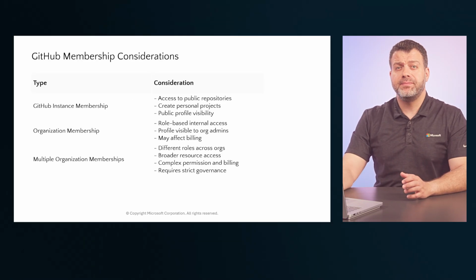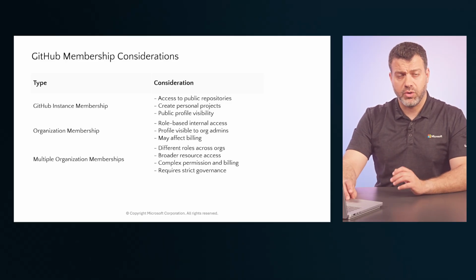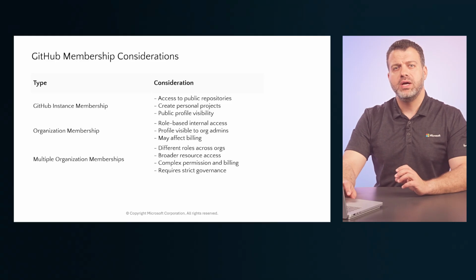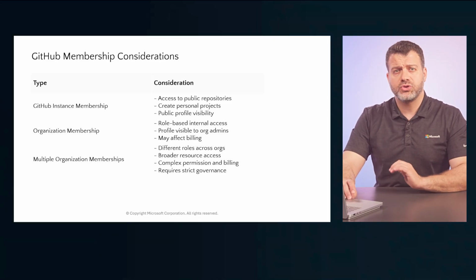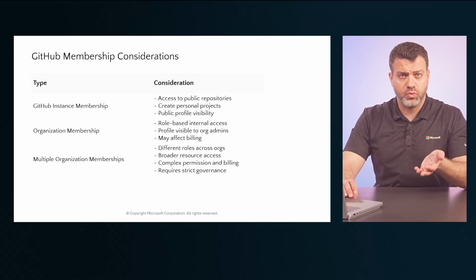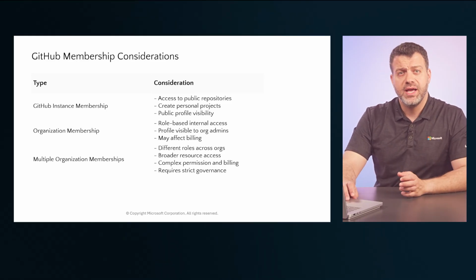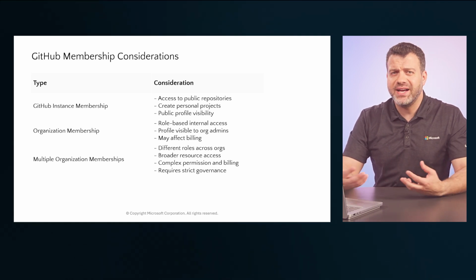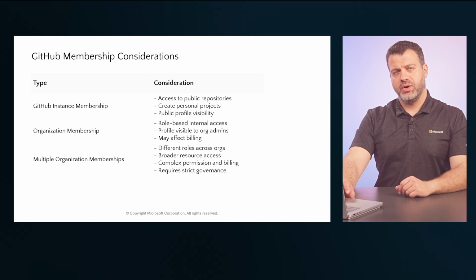In GitHub, access depends on how users are connected to the organization. Personal accounts: every user starts with a personal GitHub account. This gives them access to public repositories and personal projects. Organizational membership: that's when users join an organization. They get access to private repositories based on roles. A developer might have write access in one team, read access in another one.